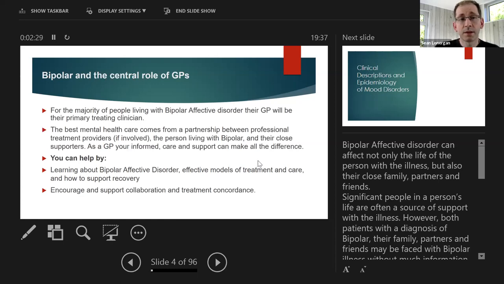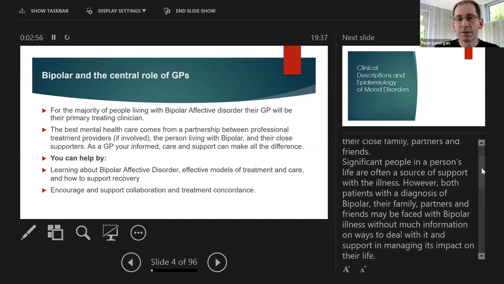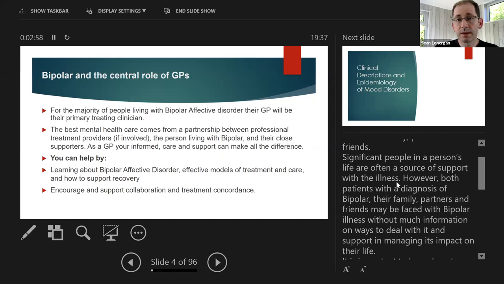So you can help by learning about bipolar affective disorder, effective models of treatment and care, and how to support their recovery, and encourage and support collaboration and treatment concordance amongst each member of the support system. What we know is bipolar affective disorder can affect not only the life of the person with the illness, but also their close family, partners, and friends. And significant people in a person's life are often a source of support with the illness.